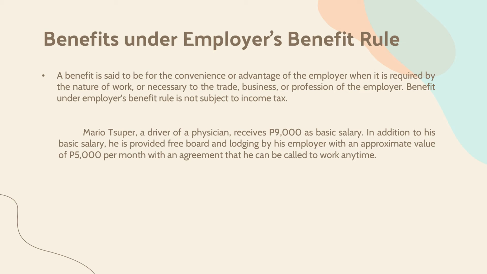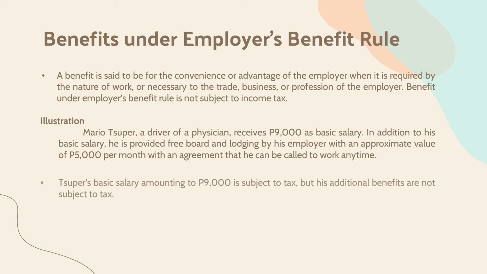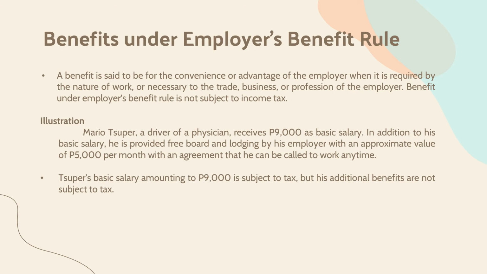So let's illustrate. Mario Trooper is a driver of a physician. He received 9,000 as basic salary. In addition to his basic salary, he is provided board and lodging by his employer with an approximate value of 5,000 per month, with an agreement that he can be called to work anytime. Trooper's basic salary amounting to 9,000 is subject to tax, but his additional benefits are not subject to tax.